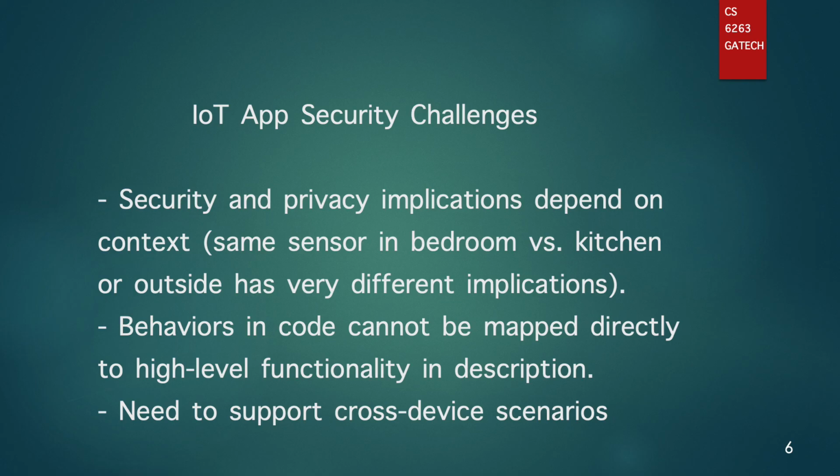An example would be the sensor in your bathroom versus a sensor outside the house. They're definitely different, and somebody accessing those with malicious intent could be really dangerous. Another challenge would be that behaviors in code cannot be mapped directly to high level functionality in descriptions. That's also something important.